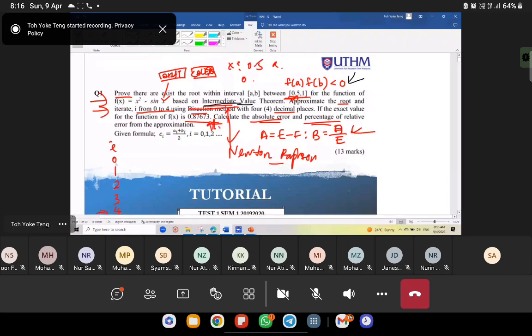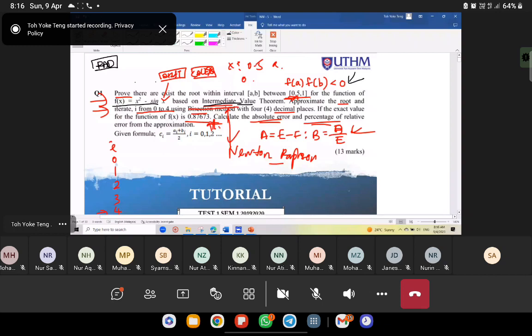So now we try to solve it using the Newton-Raphson method. Just the same thing here, the function is x squared minus sine x. Again, the sine is a trigonometric function, so remember to shift your calculator to the radian mode, and then find the exact root here.